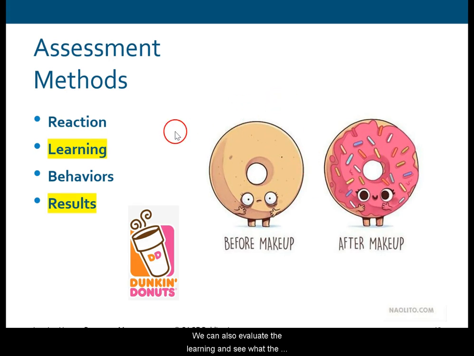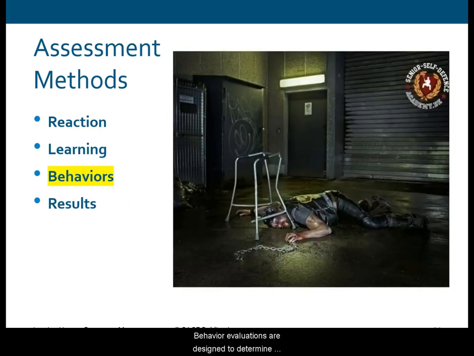We can also evaluate the learning and see what the results are. For example, at the end of Dunkin' Donuts training program, the employees were asked to bake 140 dozen donuts in 8 hours, and 6 of them are sampled for quality. Behavior evaluations are designed to determine whether the trainees' on-the-job behaviors changed as a result of the training. For example, what you would do when you encounter a criminal before you take a self-defense class and after you take a self-defense class would hopefully be different.